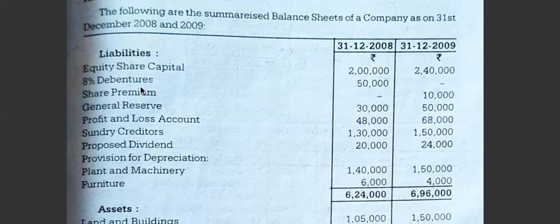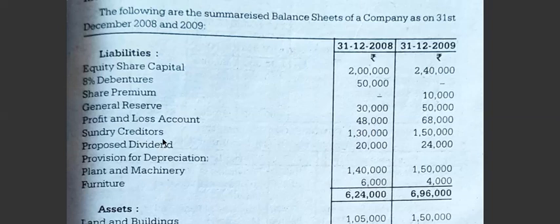Debentures also will go to the fund flow statement. Share premium will go to the fund flow statement. If there is an increase, write it on the sources side. If there is a decrease, write it on the application side. General reserve will go to the adjusted profit and loss account. Profit and loss account will also go to the adjusted profit and loss account.